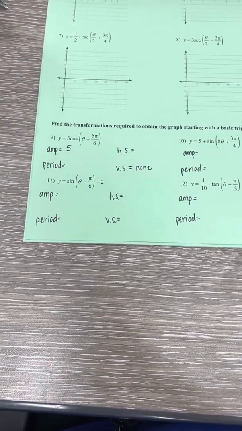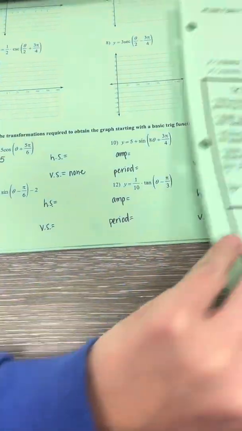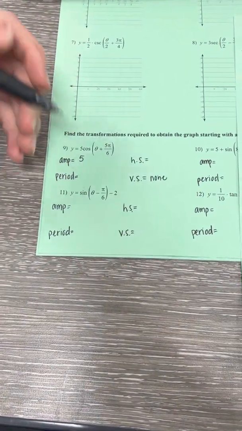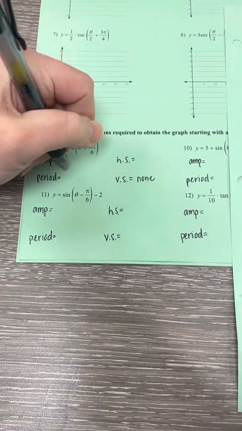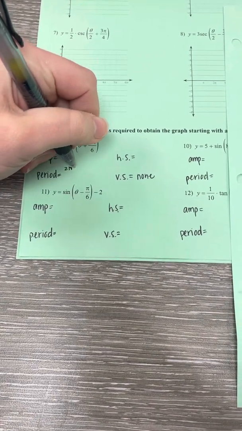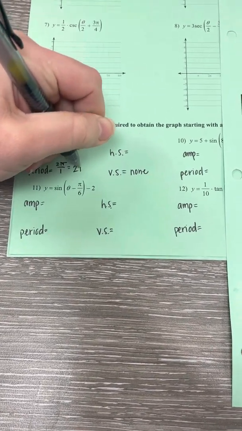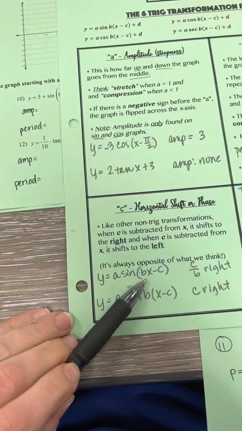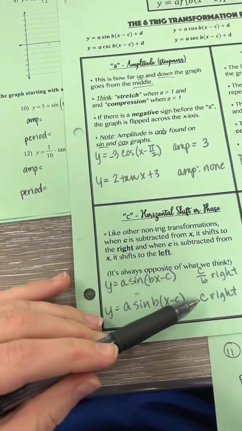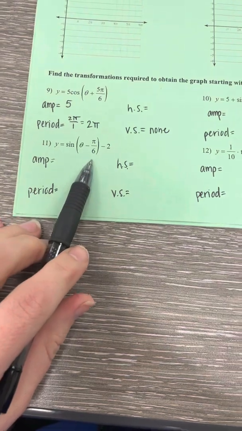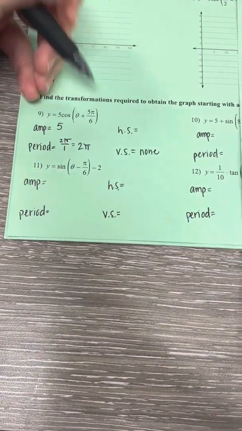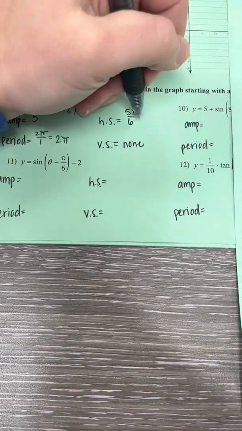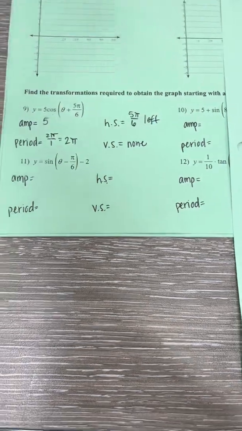All right, our period is going to be 2 pi over b. And since b is just 1 in this case, we will have 2 pi over 1, which means the period will just be 2 pi. Now for the horizontal shift, since there is no b on the inside, well, b is just 1, it's just going to be c, which is positive 5 pi over 6. Since it's positive and on the inside, that means we will be going left and not right.